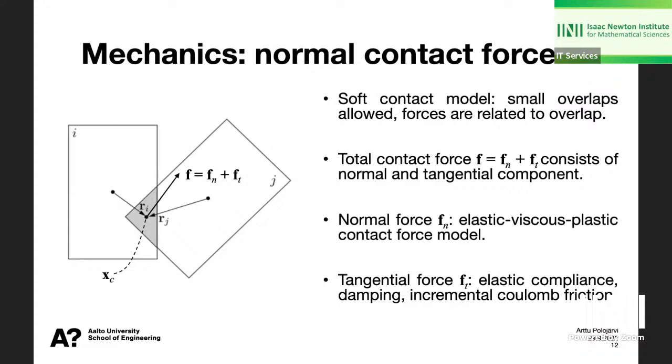And the normal component is what we call elastic viscous plastic, and that's something that I think dates back to Mark Hopkins' work in the 90s. That type of contact force model. And in the tangential direction, there's elastic compliance, damping, and incremental Coulomb friction. So basically, in short, there is contact friction.